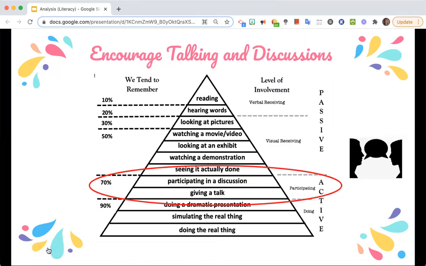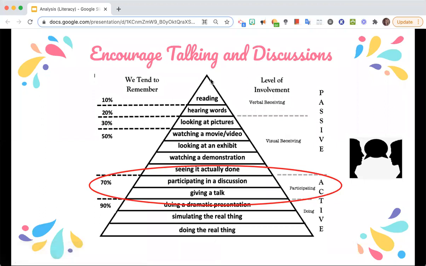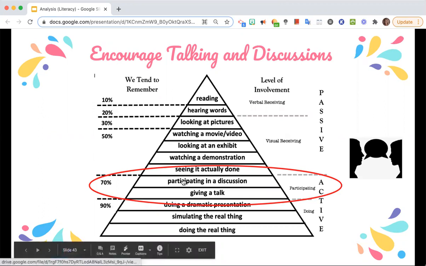I just want to leave you with this final thought and remind you that when we get students participating actively via discussions and really digging in and talking about their learning, their retention level is about 70%. Notice up here when they're just reading, they're only retaining about 10%. We want to push them to be able to retain the experience and what they are reading.